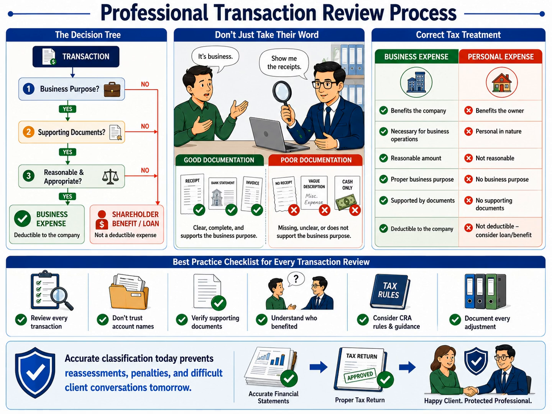Following a consistent review process also means adopting good professional habits. Review every transaction individually. Never rely on the account name alone. Verify all supporting documents. Determine who actually benefited from the expense. Apply the CRA rules consistently, and document every adjustment that you make.